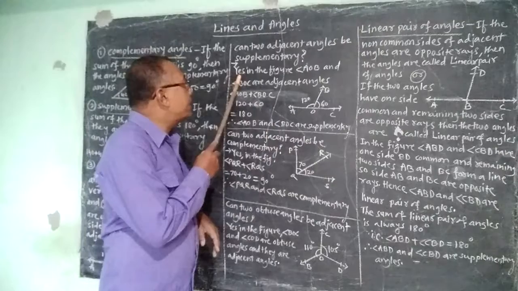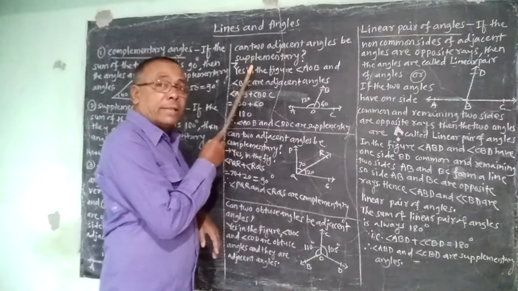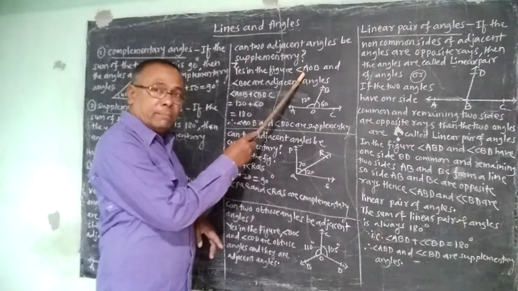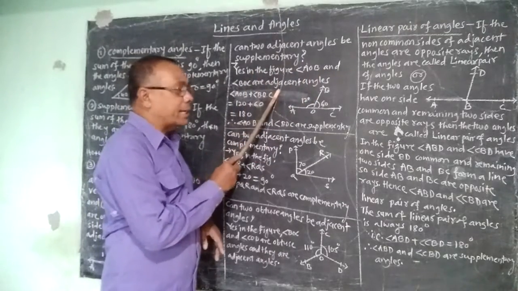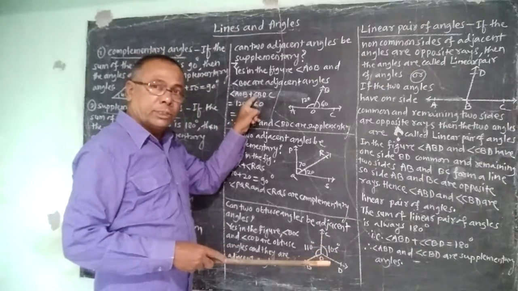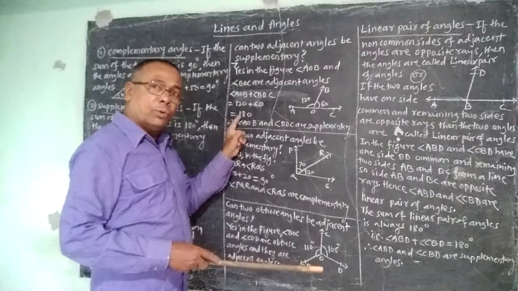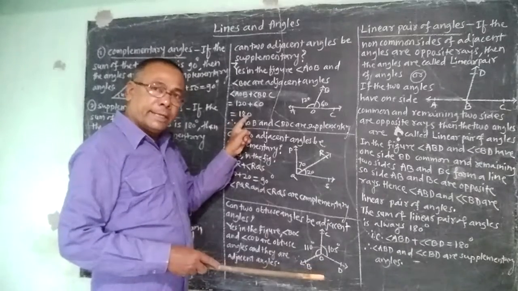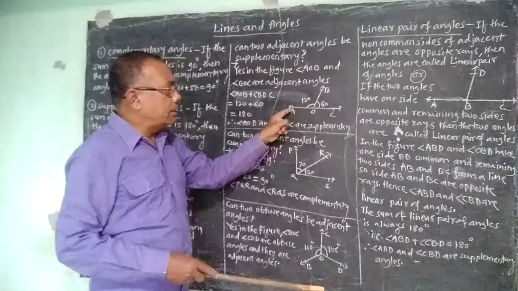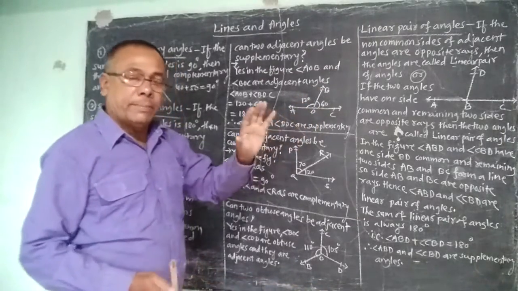So, can two adjacent angles be supplementary? The answer is yes. In the figure, angle AOB and angle BOC are adjacent angles. Angle AOB plus angle BOC is equal to 120 plus 60, that is equal to 180 degrees, and therefore angle AOB and angle BOC are supplementary angles.